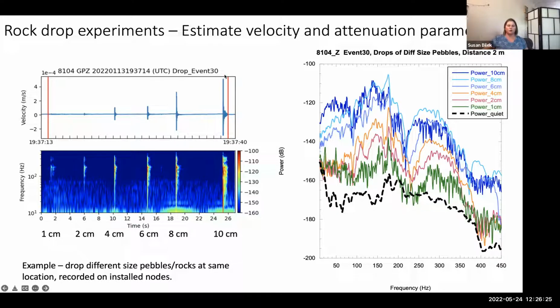This is a seismogram from one of those rock dropping experiments where we dropped rocks of different diameters between 1 centimeter and 10 centimeters at the same location. And you can see we did capture all of those drops of the different sizes. You can barely see the smallest one in the seismogram. You can certainly see evidence of it in the spectrogram here, even to the 1 centimeter diameter pebble. And on the right, we just show the power spectral density at that station for each of the different sized rocks. And they're definitely visible over the background noise, which is shown here in the black dashed line.